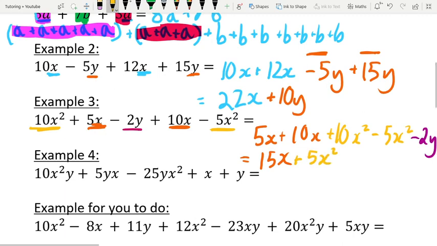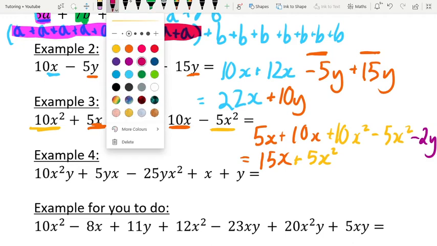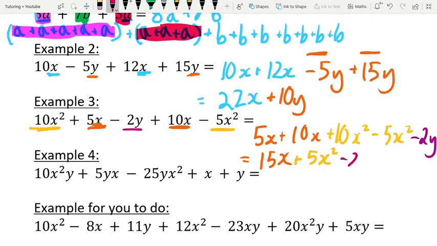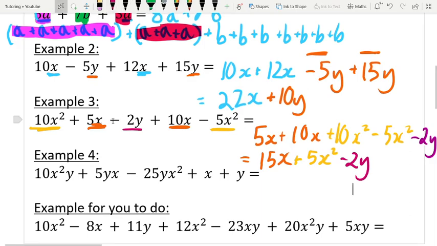And lonely on the end, you have got your minus 2y. So this is your final simplified expression here. You've gone from this form here, and you've simplified it down and distilled it into a nice, simpler form. You've combined like terms. I hope this makes sense.